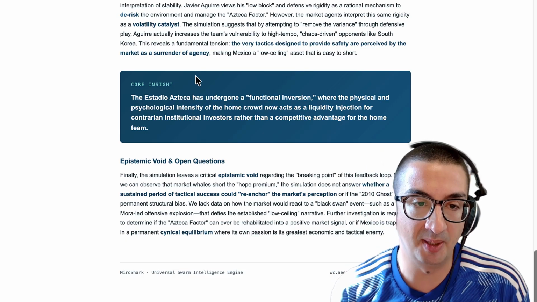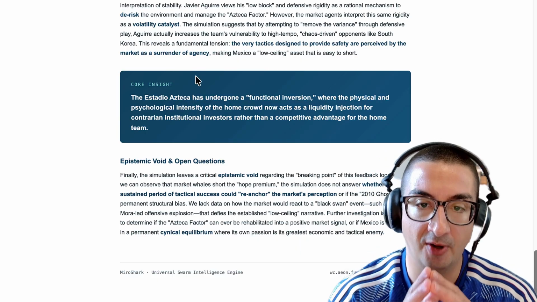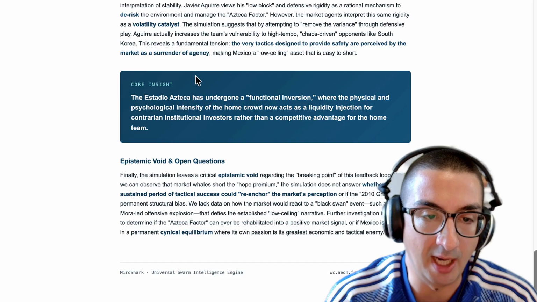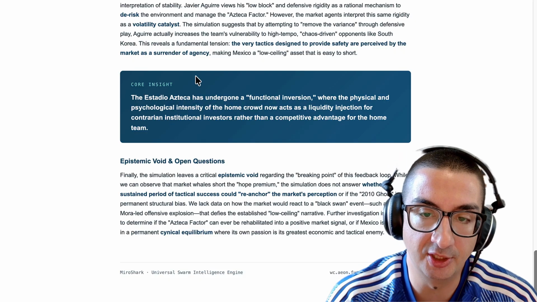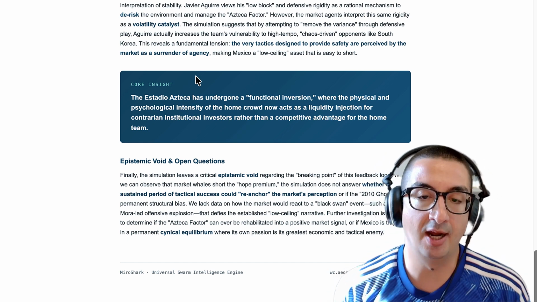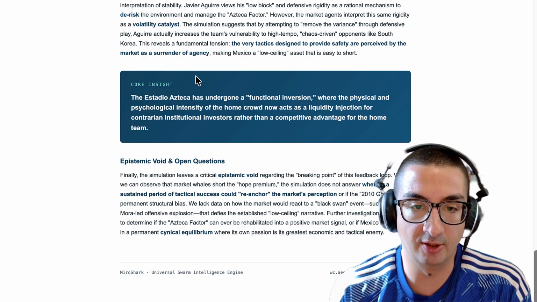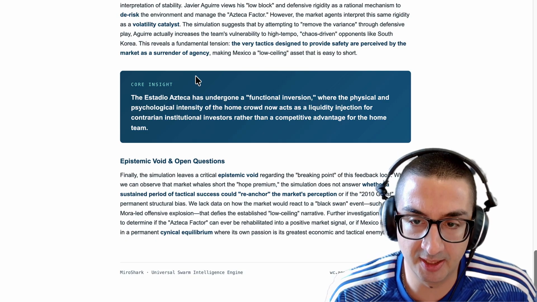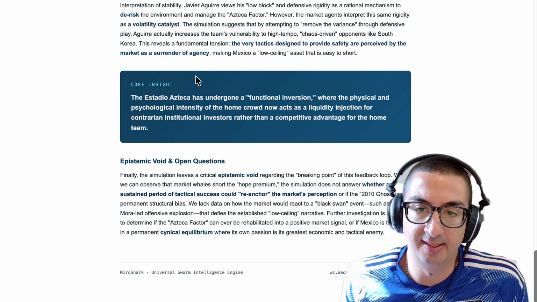Epistemic void and open questions. Finally, the simulation leaves a critical epistemic void regarding the breaking point of this feedback loop. While we can observe that market whales short the Mexico premium, the simulation does not answer whether a sustained period of tactical success could re-anchor the market's perception, or if the 2010 ghost is a permanent structural bias. We lack data on how the market would react to a black swan event, such as a Mora-led offensive explosion that defies the established low ceiling narrative.